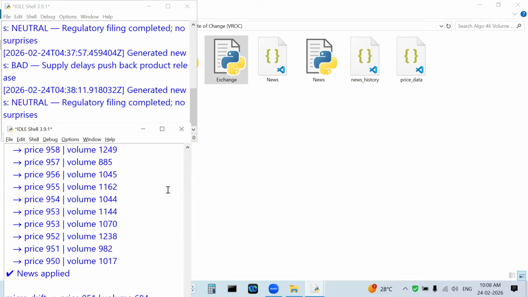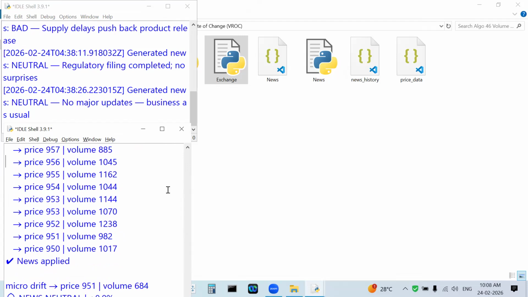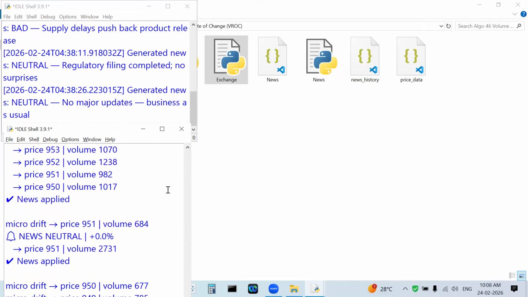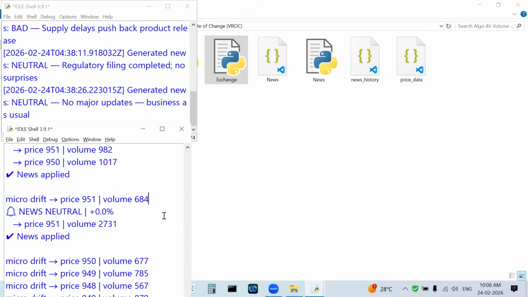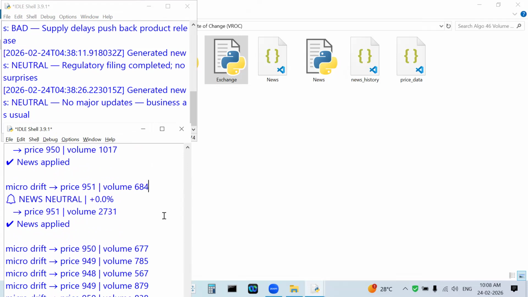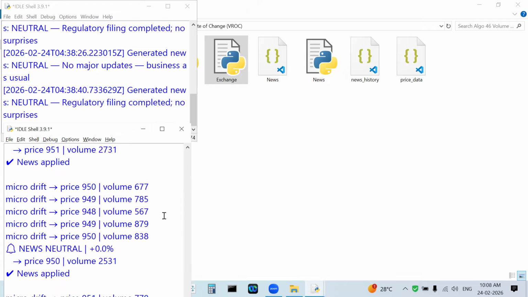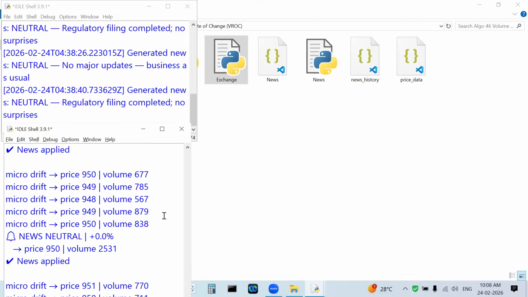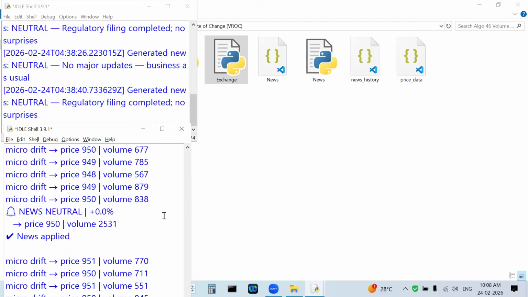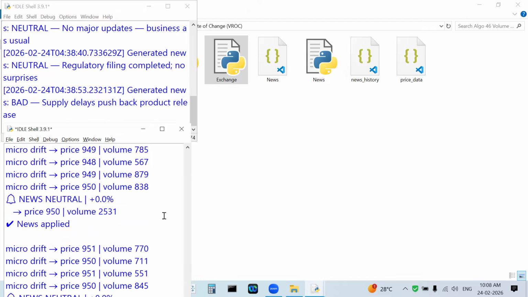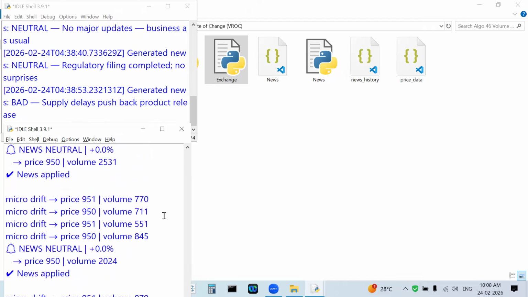With neutral news, there is a small price change and a small change in the volume. If negative news comes, then there is a huge change. So you need to observe this window first. There is neutral news, so a small drift in the price. The volume is also very low, and once the news comes, the price is going to change. You can see the neutral news is coming. I have given 60% weight to the neutral news so that most of the time it stays in a particular range. Normally the market behaves that way.